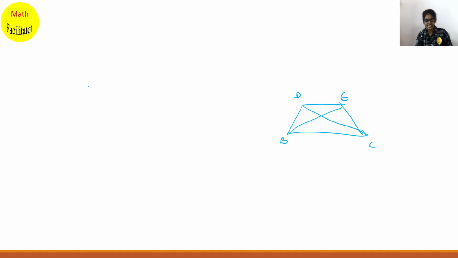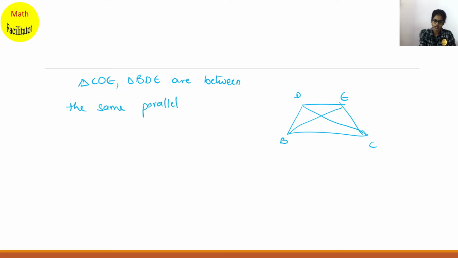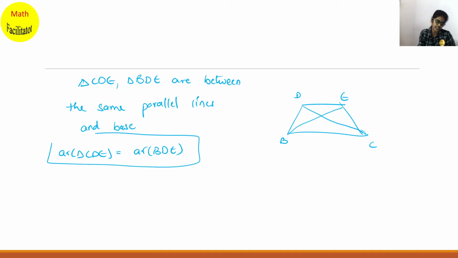So triangle CDE and triangle BDE are between the same parallels. How are the two triangles? They are between the same parallel lines, and you can see the base is also the same. Same parallels and same base, then the area of the two triangles is what? So area of triangle CDE is equal to area of triangle BDE. The two triangles' areas are equal. So this is the important condition.